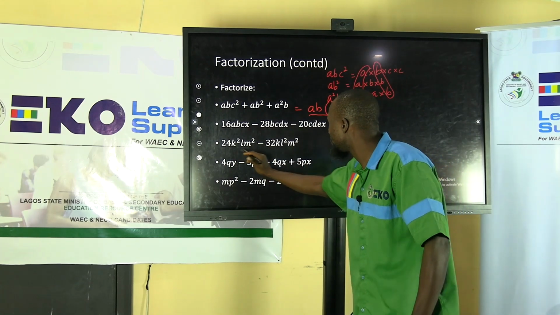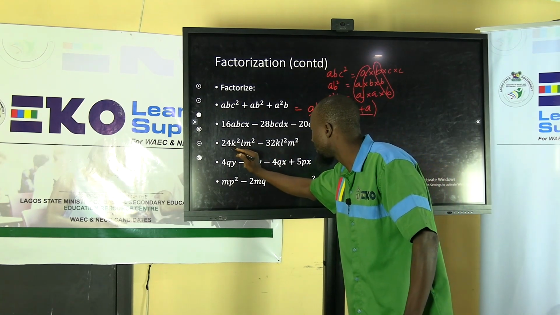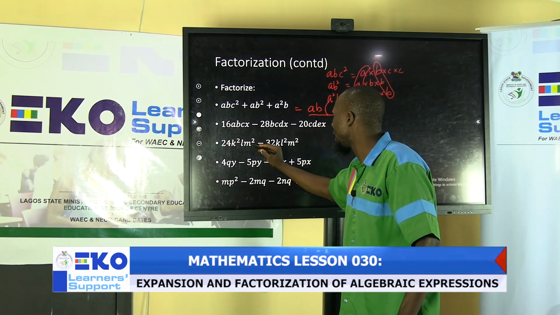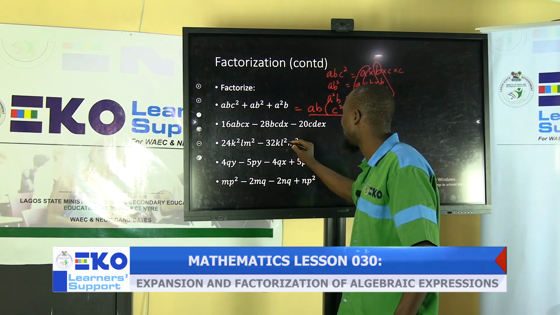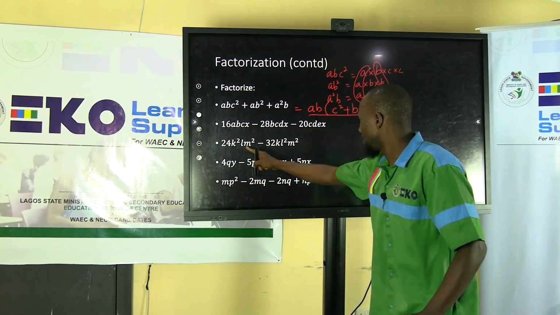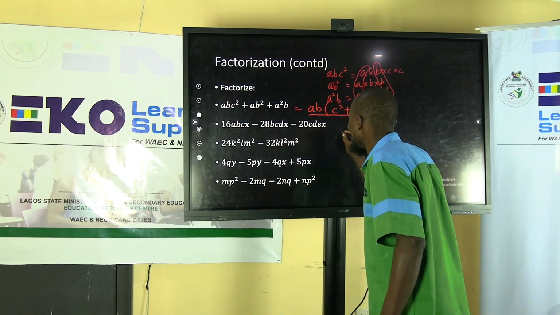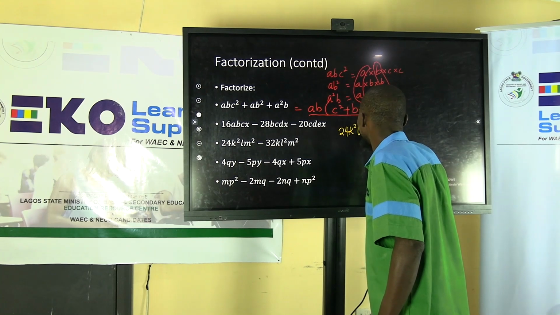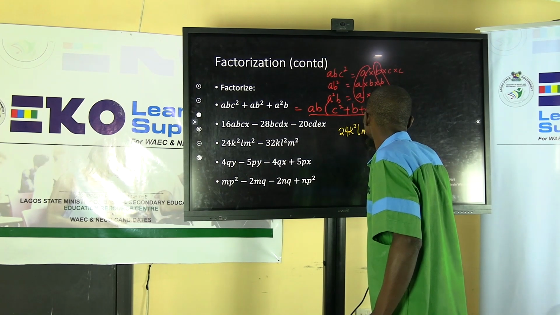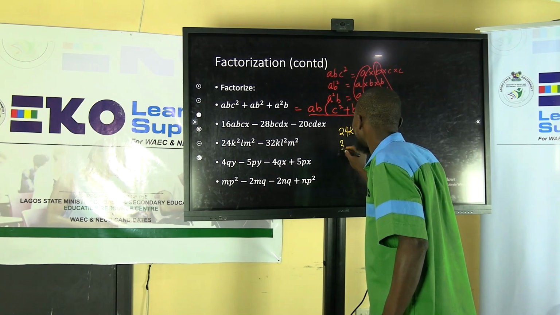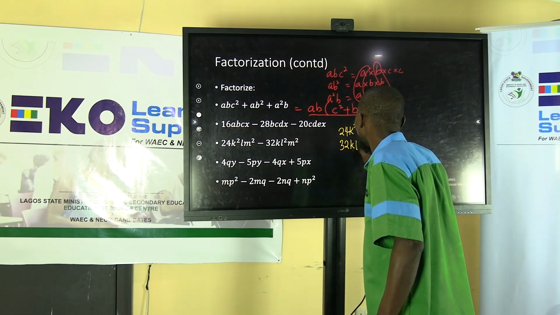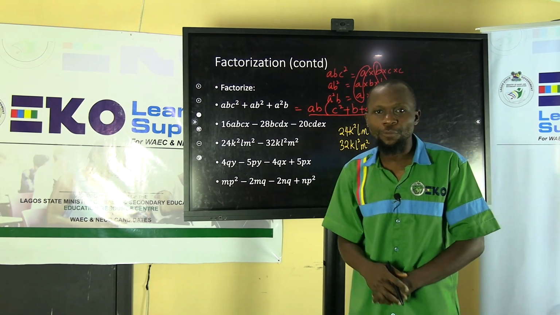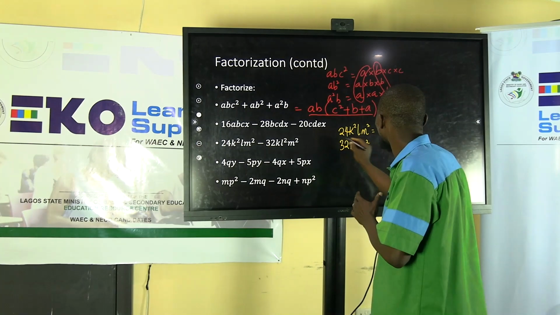Okay, let's pick this also. Let me leave you to this. Let's pick the third one: 24k squared L m squared minus 32k L squared m squared. Let's write it here. 24k squared L m squared, and then the second term is 32k L squared m squared. So what are the factors of 24? Or what is the product of 24?